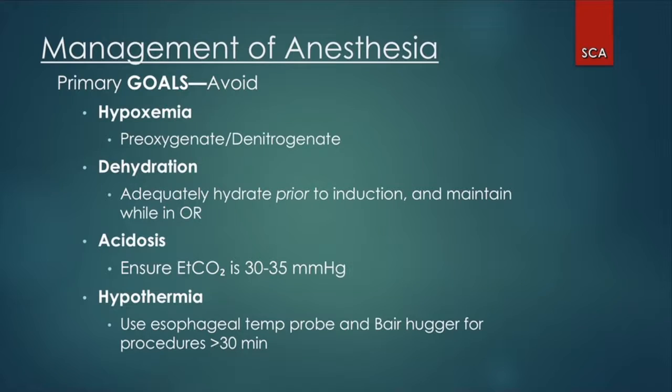So in order to prevent hypoxemia, we want to denitrogenate, and denitrogenate well, especially if we think we're going to have any issues whatsoever. Also, we want to keep them well hydrated, give them a nice bolus before we even get back to the OR, and keep them maintained during the procedure itself. Acidosis, we want to keep them right where we would any other patient, between 30 and 35. So if they are unable to maintain that with spontaneous ventilation, we want to bring them back down to roughly that area. Hypothermia, we want to use an esophageal temp probe and a Bair Hugger for any procedures that we anticipate greater than 30 minutes. If we're really not sure, throw a Bair Hugger on there anyway.